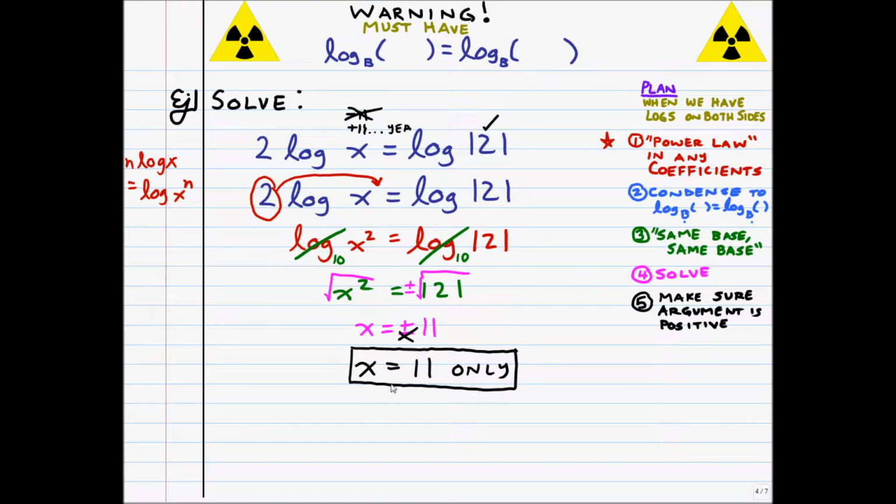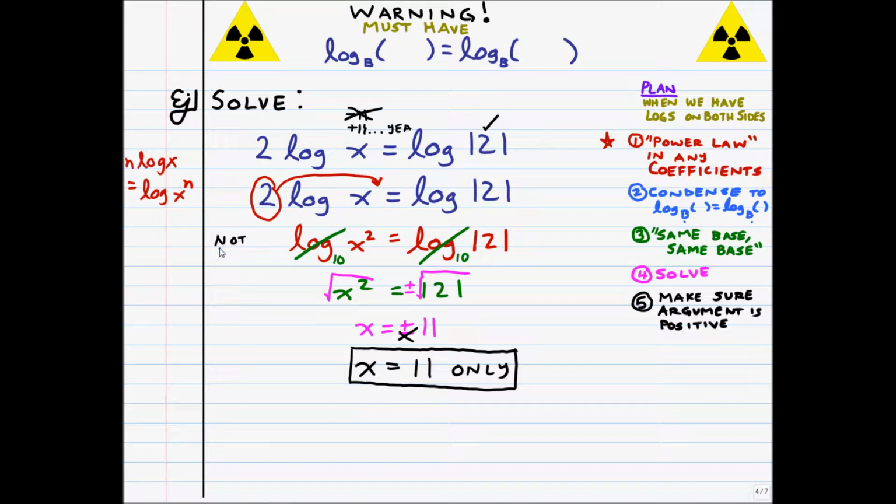So it turns out only 11 works. Looking at this, you may be bored out of your mind, just saying, okay, how long till we get to the last example? But you may also be wondering why negative 11 doesn't work, because we had log of x squared. We'll realize this was not the original equation.